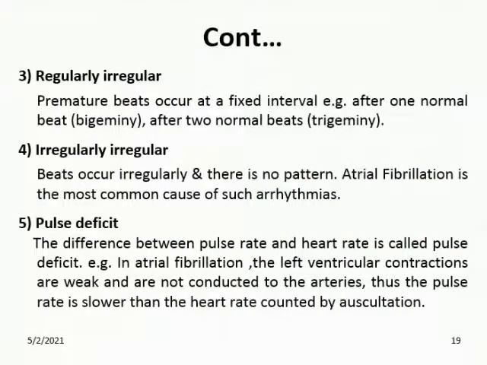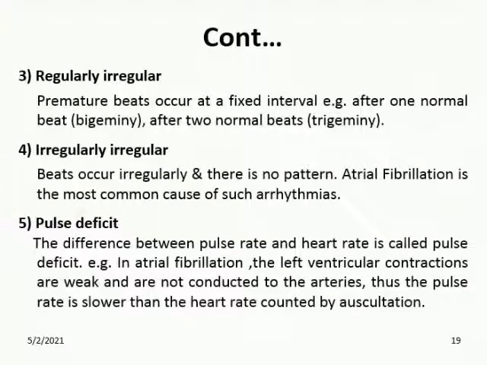Regularly irregular: premature beats occur at a fixed interval, for example after one normal beat, termed bigeminy, or after two normal beats, termed trigeminy. Irregularly irregular: beats occur irregularly and there is no pattern. Atrial fibrillation is the most common cause of such arrhythmias.